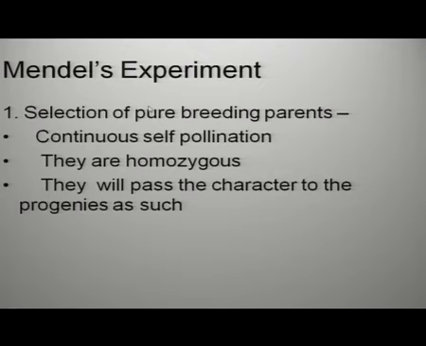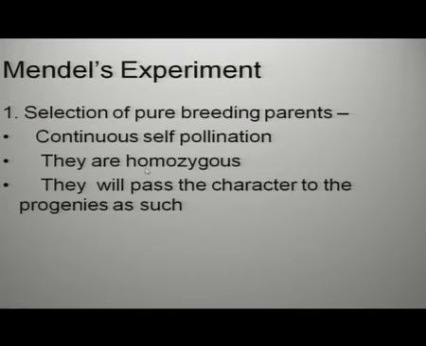Now, Mendel's detailed hybridization experiment. First, selection of pure breeding parents. As I have already told you, pure breeding means true breeding or pure line. That plant is homozygous in genotype and it will produce only the same phenotype for all the generations. It breeds true in its phenotype. So, we can consider a true breeding plant or a pure line plant for the hybridization program. Suppose it is not available, we can convert it into a pure breeding plant by continuous self pollination.